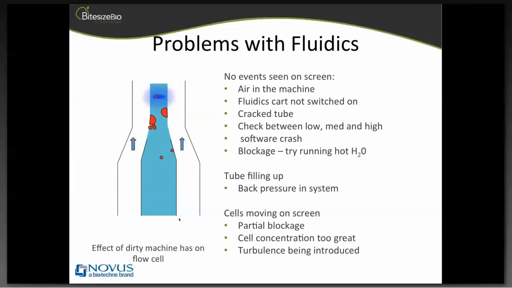A good way of seeing if you've got a blockage is to run some hot water. Just get some water out of the tap and run that, and that sometimes can help to move a blockage. If your tube is filling up, it could be that you've got back pressure in your system.